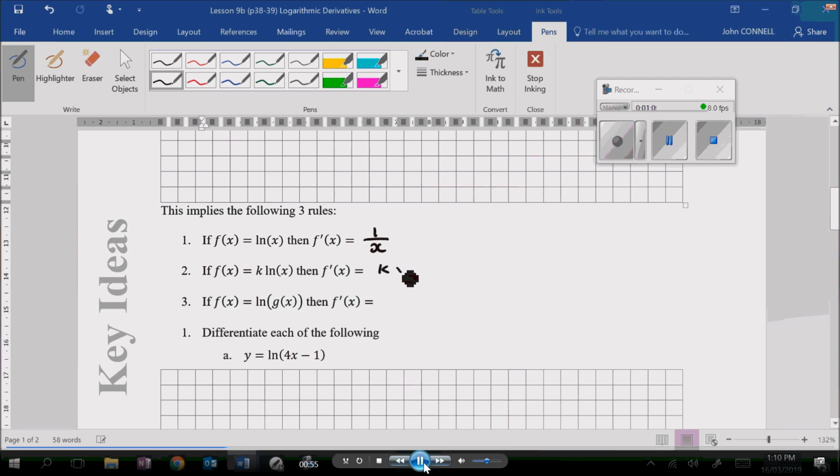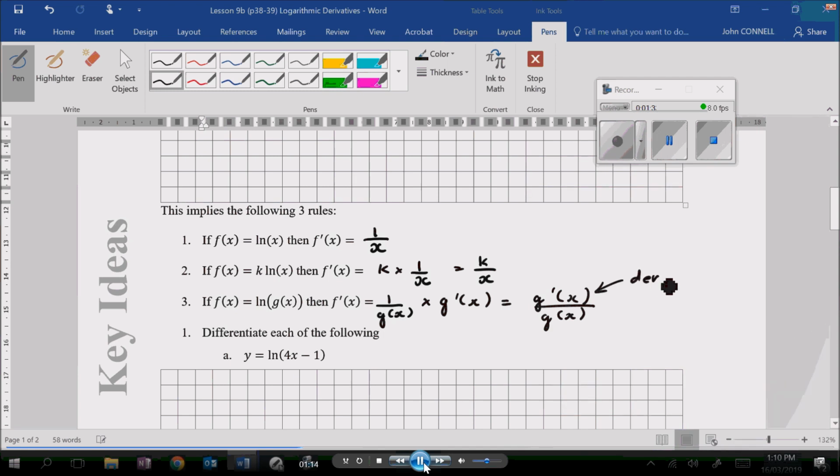If we've got a k out the front, that just stays there, giving us k on x. And if we have ln of g of x, well, it's just going to be 1 on g of x times g dash of x by the chain rule. And so we get g dash of x on g of x, which is simply the derivative on the original function. And that's very helpful for us to use.